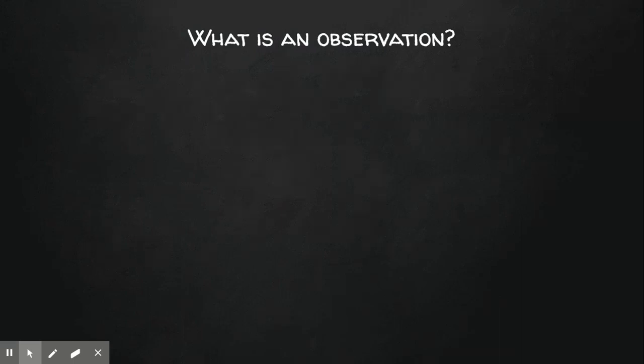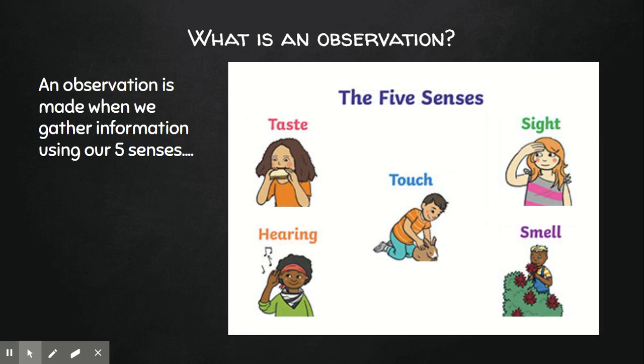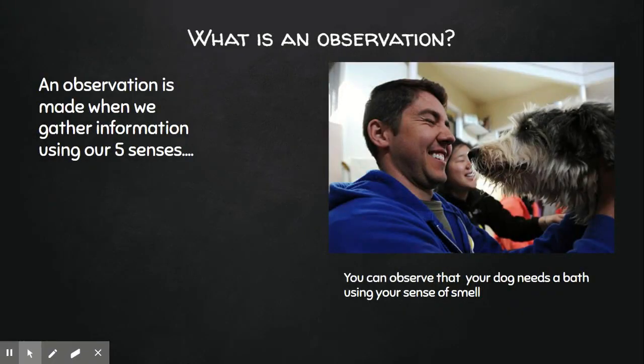What is an observation? We might define it this way. An observation is made when we gather information using our five senses: taste, hearing, touch, sight, and smell. So, for example, we might observe with our nose that the dog kind of has a bad odor, and then we could conclude that the dog really needs a bath right now.